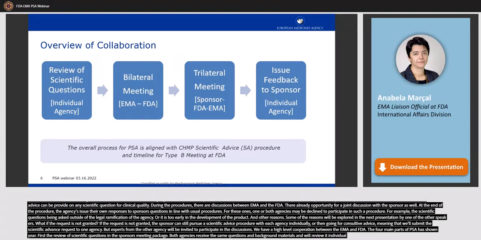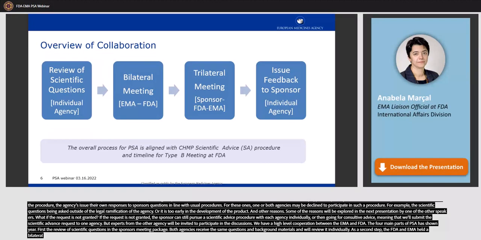As a second step, the FDA and the EMA hold a bilateral review meeting. During this meeting, the reviewers and assessors discuss deficiencies, outstanding questions, review issues, and share opinions. Next, a trilateral meeting is held between the sponsor and both agencies. This meeting allows for joint discussions between each of the relevant parties.